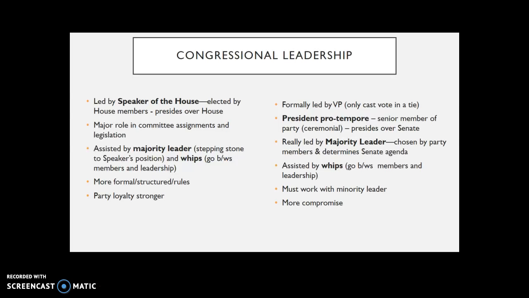They are also assisted by whips, as we said, go-betweens between the members in the leaderships who are supposed to, quote-unquote, whip the vote. And they must work, though, with the minority leader of the other party in terms of trying to get things done. Of course, this does not always happen, as Washington tends to be very partisan. But nevertheless, you do tend to see more compromise in the Senate as opposed to the House. And again, sheer numbers ultimately help with that.